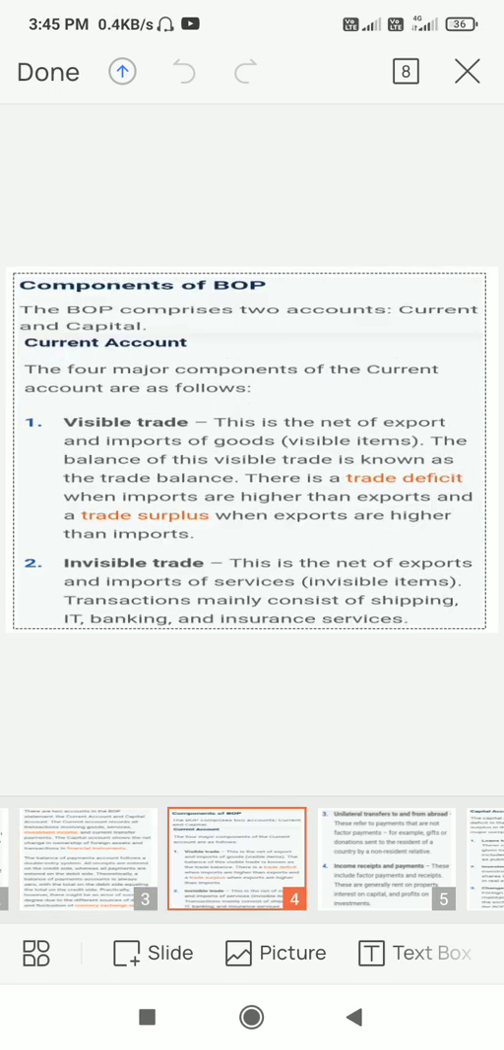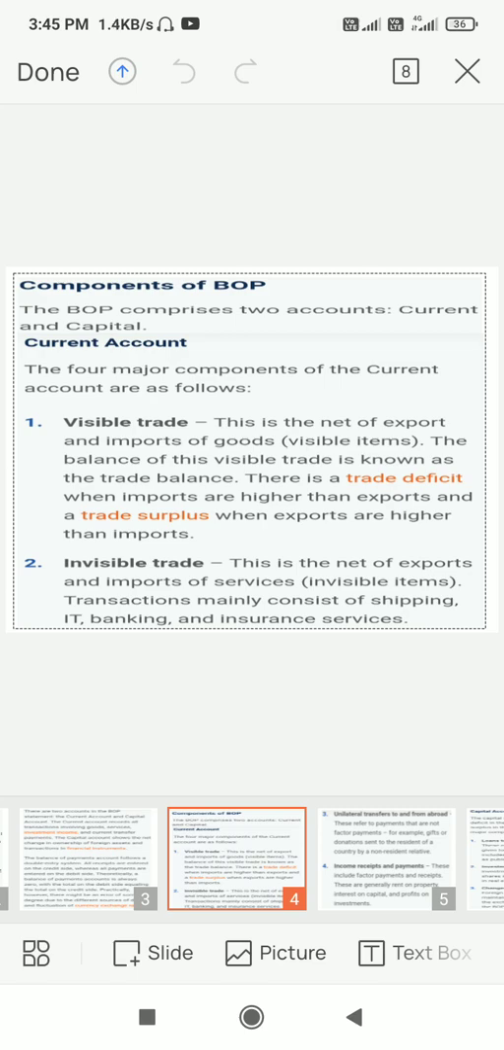We need to discuss again what are the components of this BOP. Regarding the components of BOP, the components are divided into two categories, that is current account and capital account. Under the current account, there are four types of components. First one is called visible trade. This is the net of export and import of goods which are visible, you can say. The balance of this visible trade is known as the trade balance, and there is a trade deficit when imports are higher than the exports, and trade surplus when exports are higher than the imports.